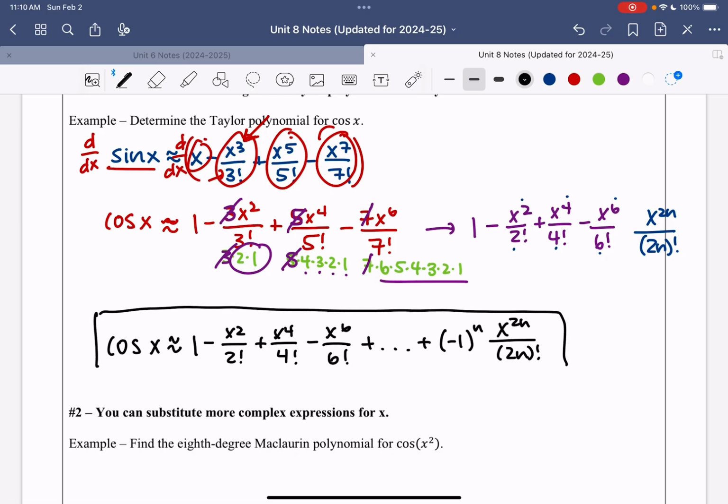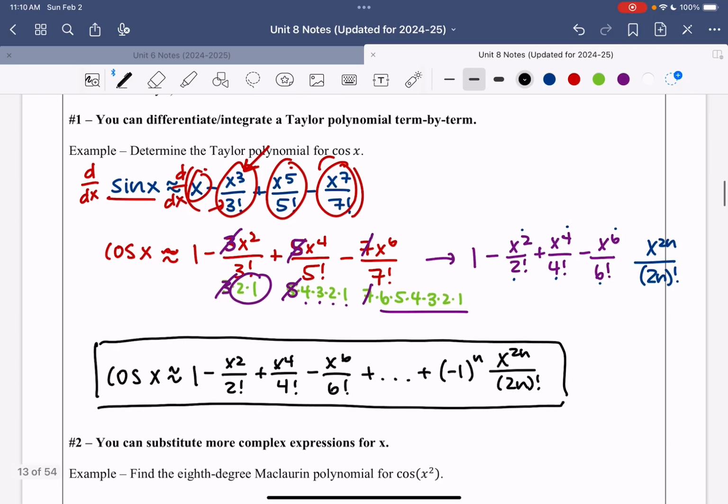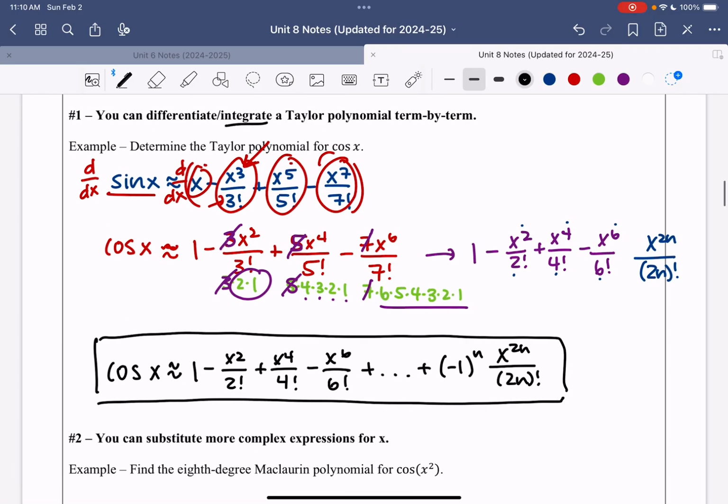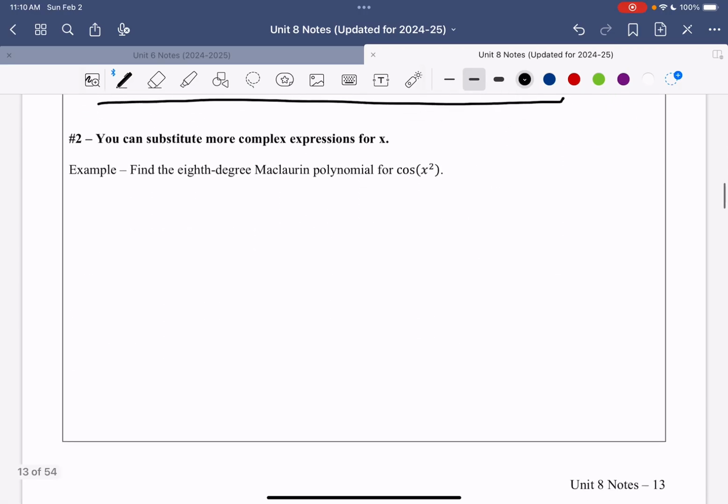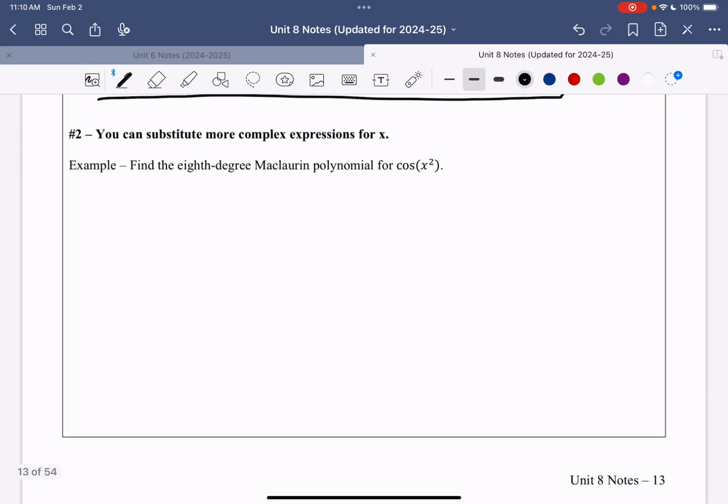So we can use Taylor polynomials that we know to come up with other Taylor polynomials by, for instance, deriving them. We also could have integrated. If we integrate cosine x, I think we can end up getting where we would have gotten back to. We would have gotten sine x. So you can derive Taylor polynomials. The next thing that we can do is substitute more complex expressions for x.